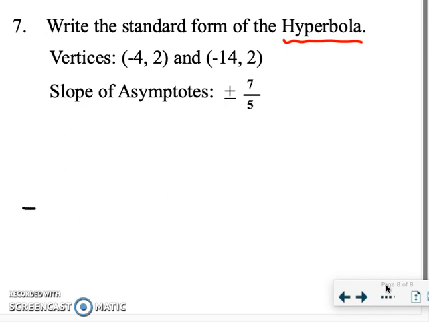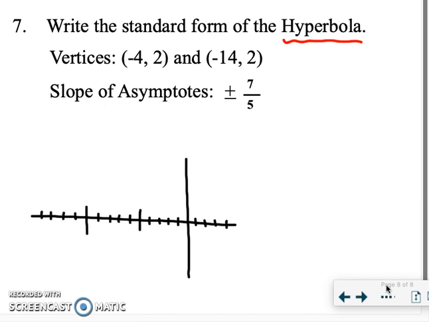So I'm going to start by plotting the information. Try a straight line for a change. So again, I need to plot some points here. First piece of information, I'm given that the vertices are located at (-4, 2), excuse me. (-4, 2) is my first vertex, and then (-14, 2) is my second vertex.